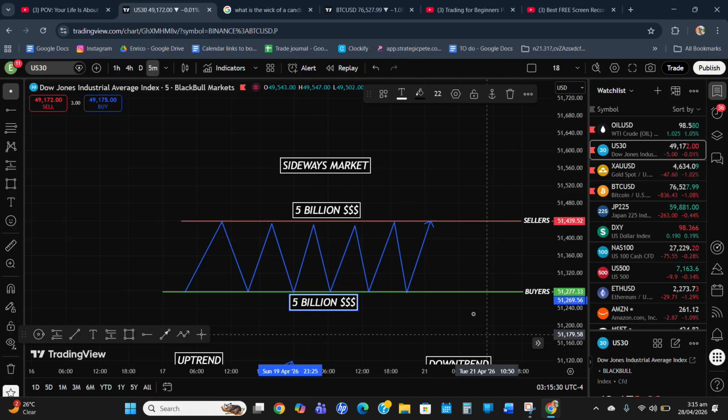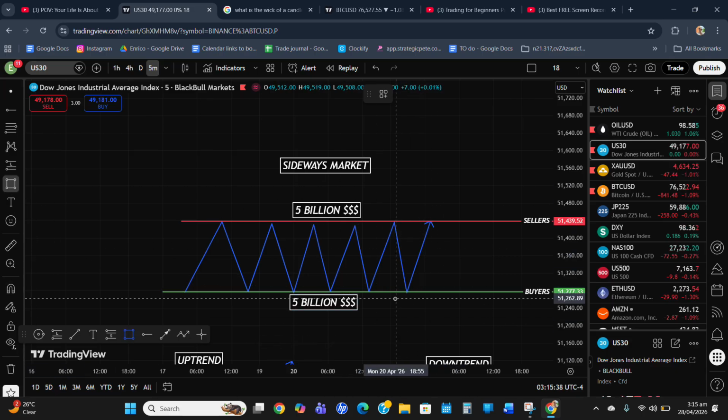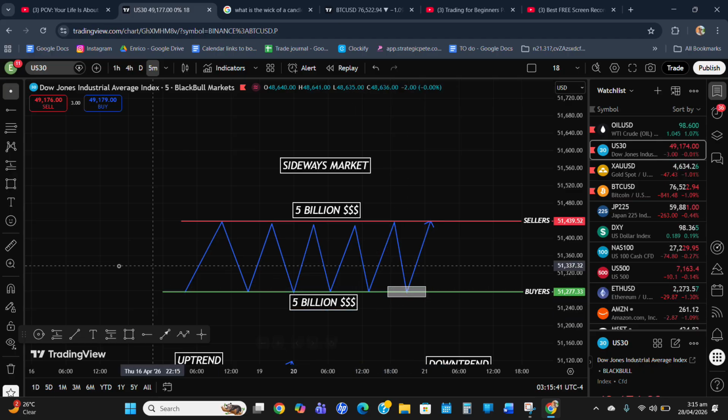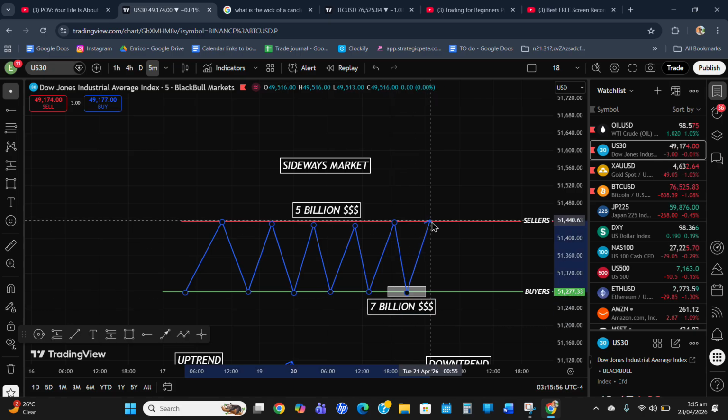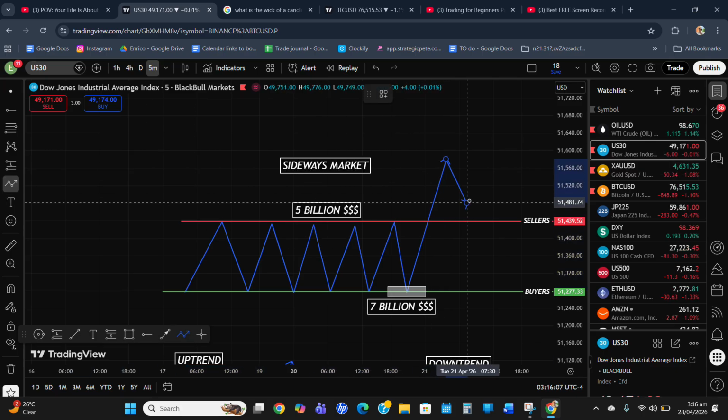Now, what happens if buyers got a bit more money down here? Let's say buyers got some more money around this zone, and they went up to $7 billion. Then what will happen is we will eventually break out of this trend because buyers have more strength, right? They have more money now. And we broke out of that zone and then we started to trend up just like that.